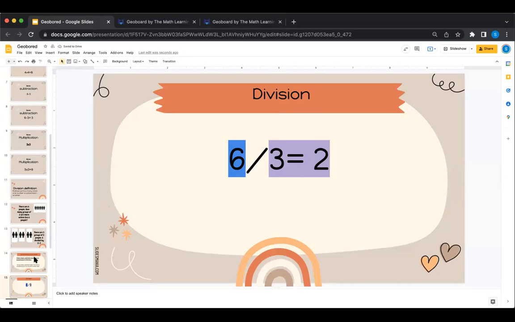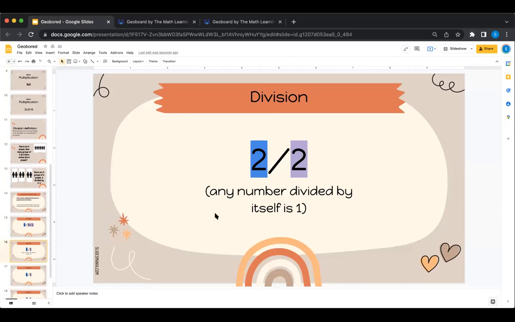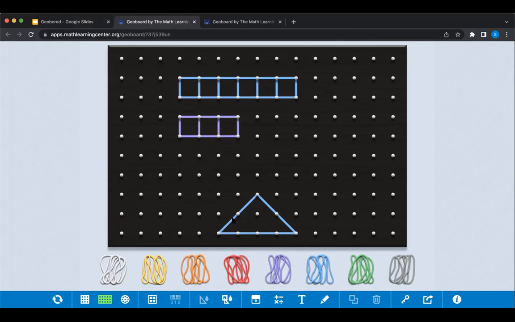Okay, let's try our next problem, okay? I know that was a little confusing, but that's okay. 2 divided by 2. So any number divided by itself is always going to equal 1. So let's draw our 2 blue squares over here and our 2 purple squares right underneath it, okay? Do we have any questions before we move on? Okay, so make sure to draw your 2 blue squares and your 2 purple squares.